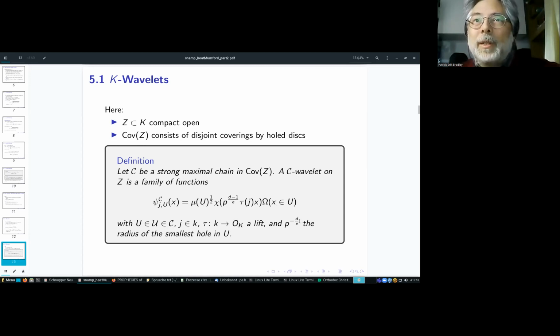What is important here is the e. E comes from the field K. In the p-adic case, it is just the ramification degree of the field extension over Q_p. You will always have that in the denominator. But this d describes the radius of the smallest hole that you have in your holed disk U. And then this gives you your wavelet.